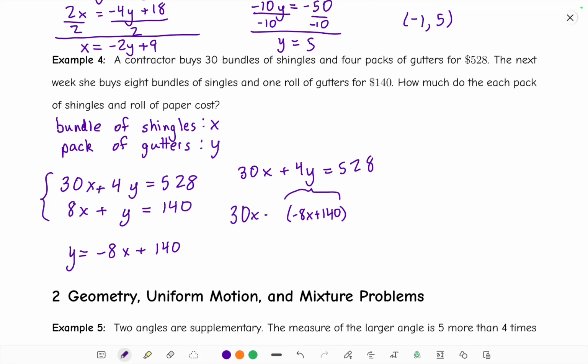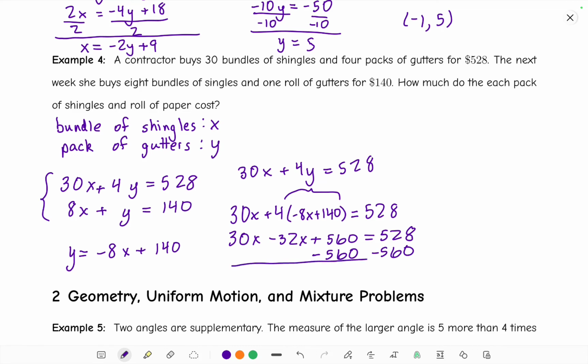So 30x plus 4 times that equals 528. So we get 30x minus 32x plus 560 equals 528. Subtract 560 from both sides. 30x minus 32x is negative 2x equals negative 32. Divide by negative 2, divide by negative 2. x equals 16.